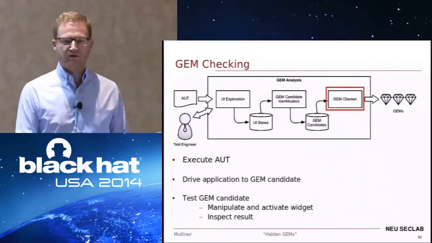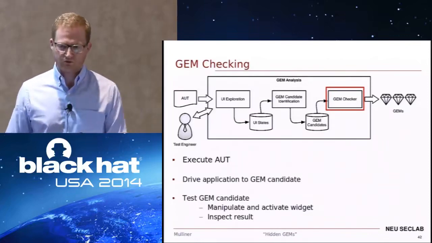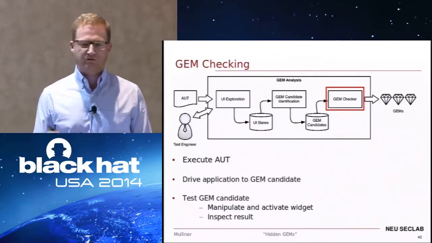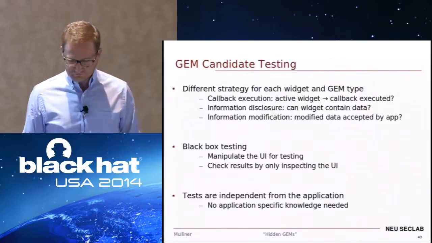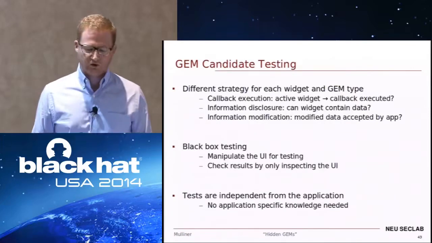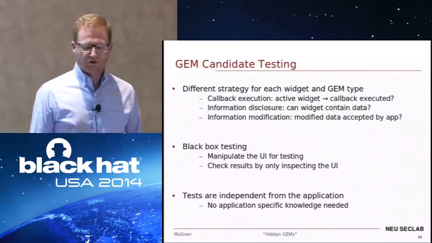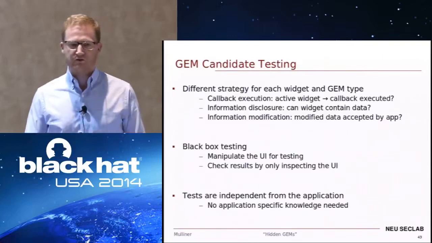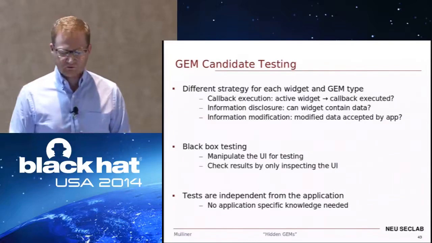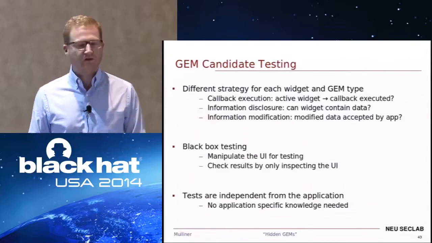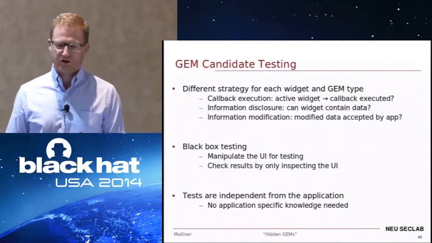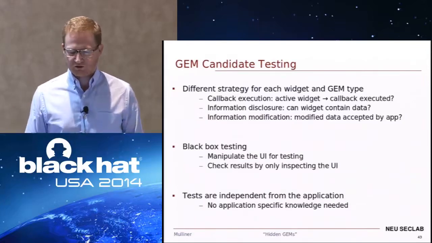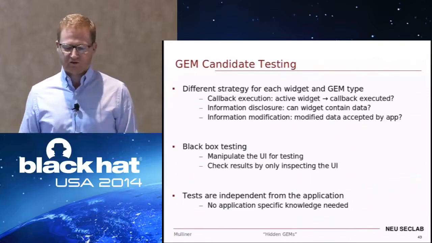Then it drives the application, does all the operations to go to the specific screen, manipulates the widget, and checks the result. For each of those candidates, we have a different testing strategy. For example, for a button, we see, hey, is this callback executed? Is a screen appearing? For information disclosure, we say, hey, can this widget contain data? And then for information modification, we can see if the application accepts the data.